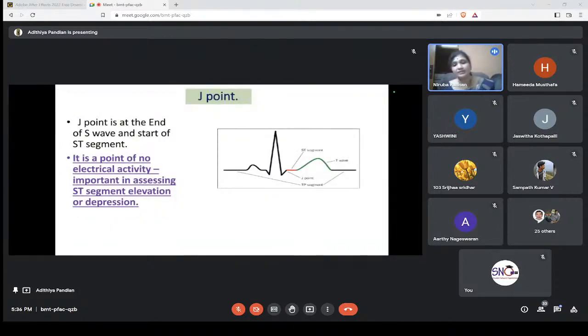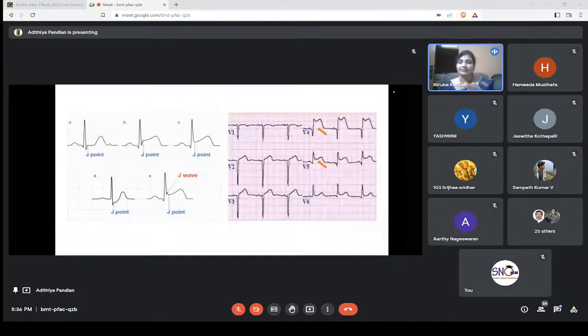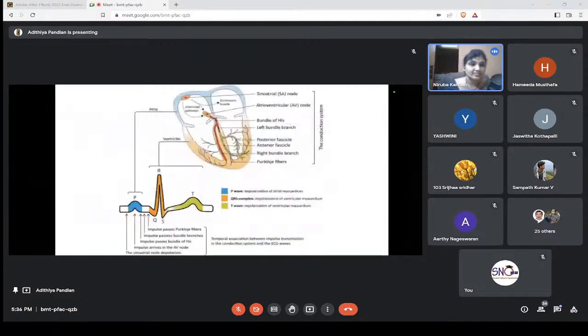Okay. J point is one which you have to definitely know. J point is the point where there is no electrical activity happening in the heart at the end of depolarization. If the J point is above that isoelectric line, then we call it ST segment elevation, because J point is the start of ST segment. So when the ST segment is elevated, your J point will be elevated.